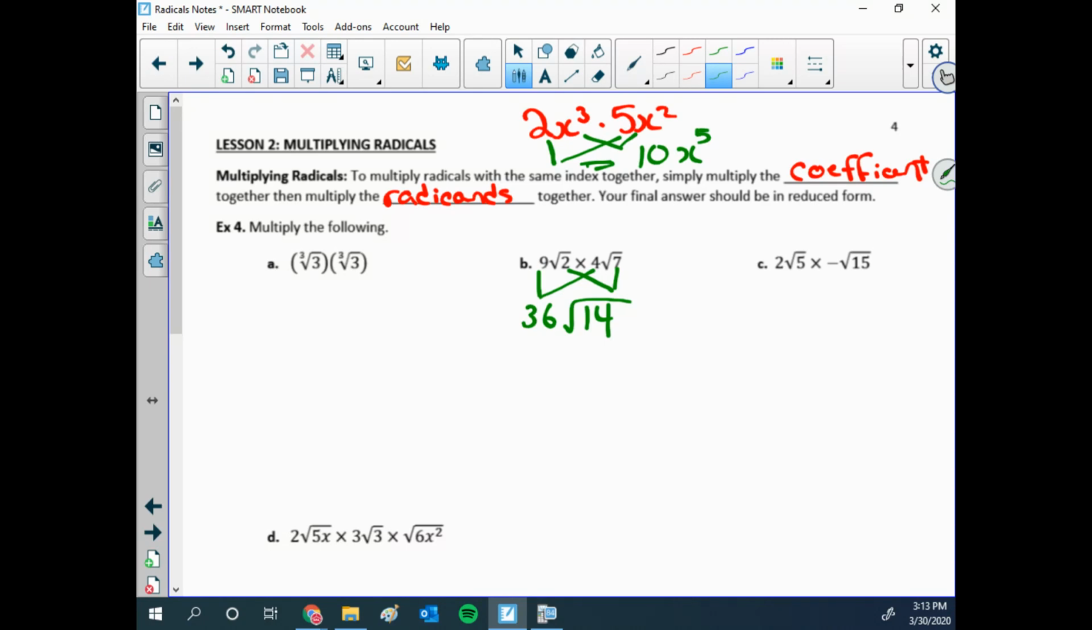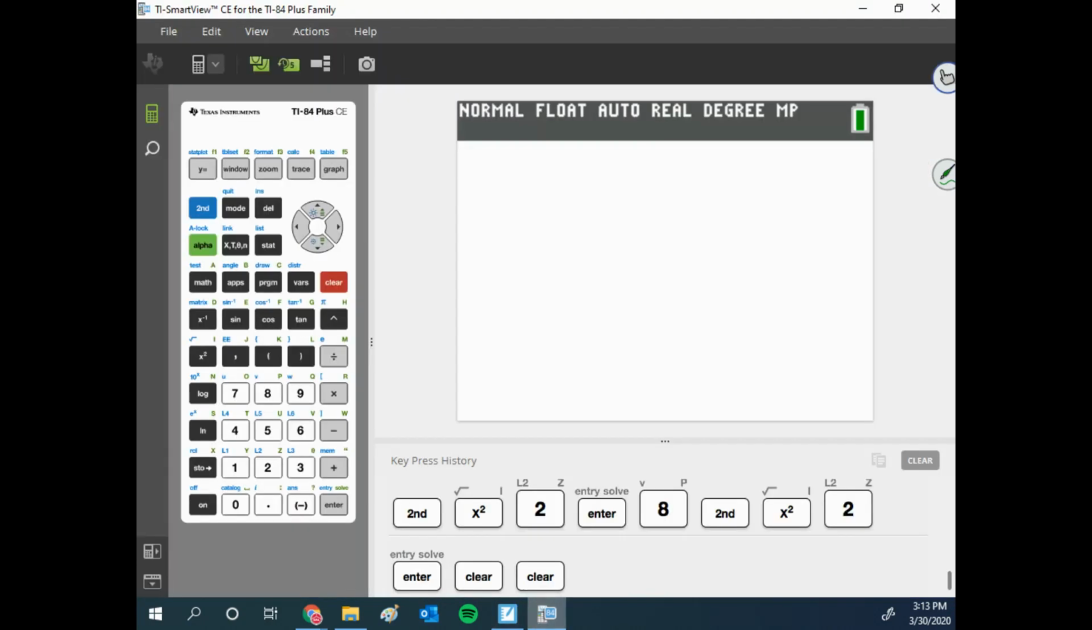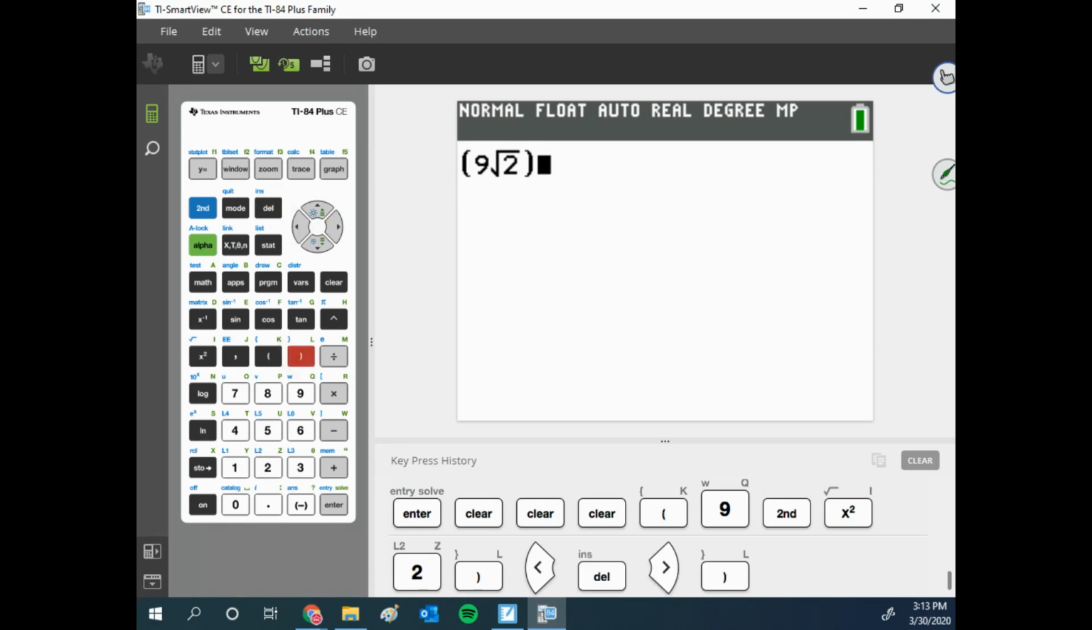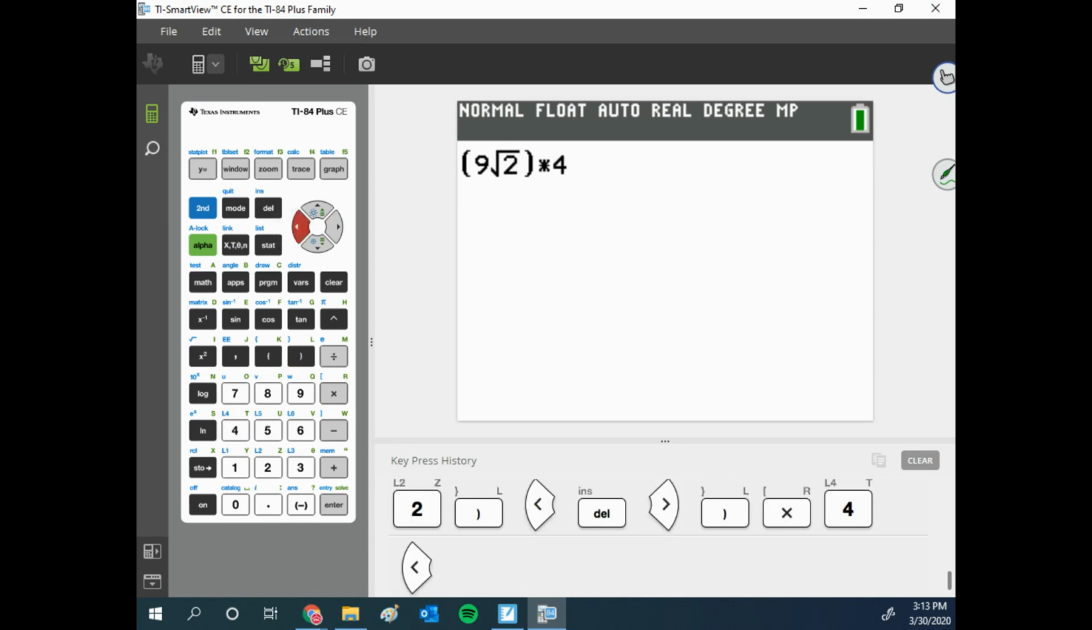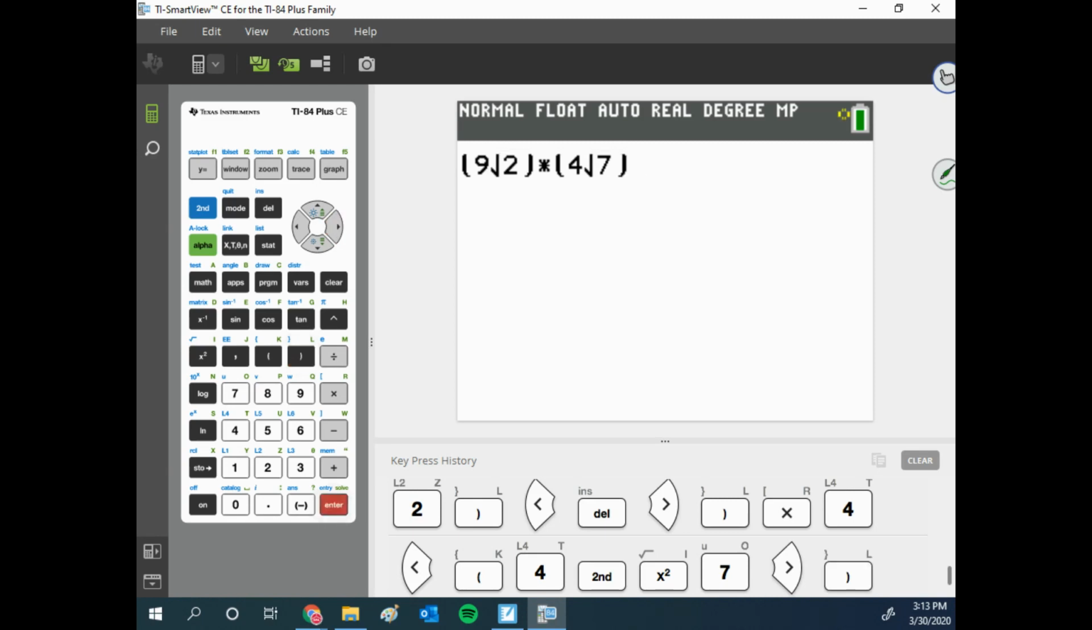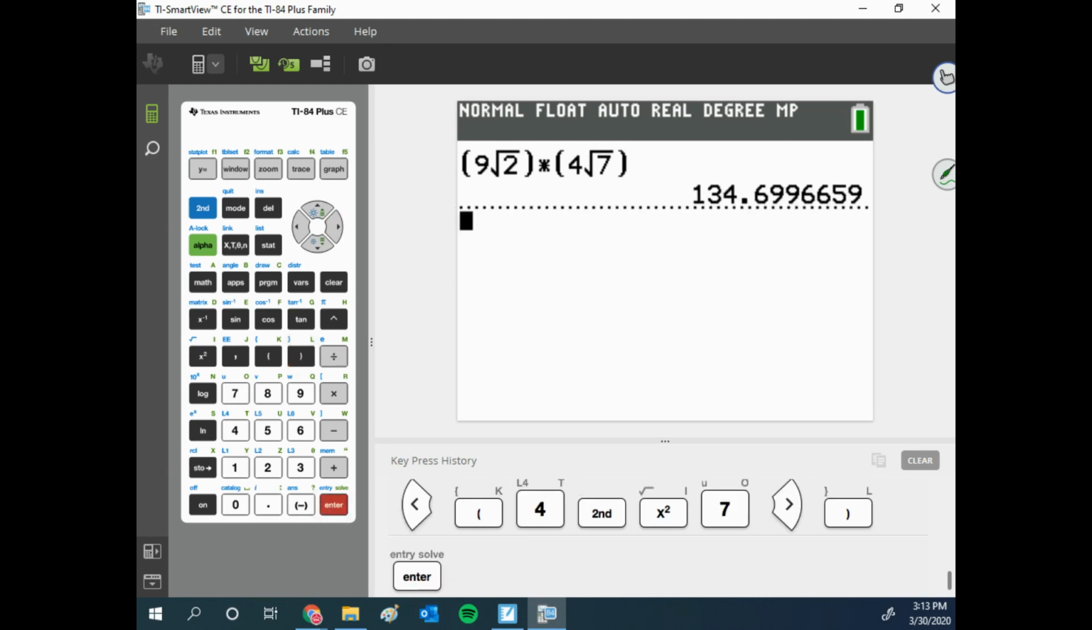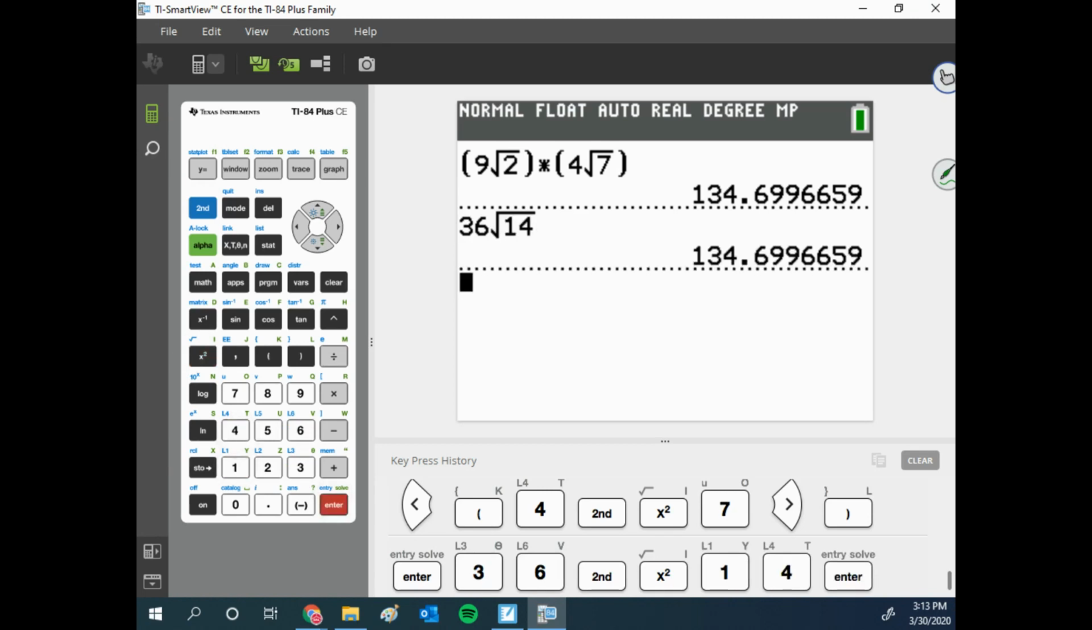Nice part about pretty much most of this radical unit is if you know how to use your calculator, you can always verify your answers on your calculator. So I'm just going to go do that. So 9 root 2, times 4 root 7, gives me 134.699 and some irrational number. Apparently, we just figured out that that's equal to 36 root 14. Okay, and so it worked. It means that process of multiplying the coefficients and multiplying the radicands together will give me an equivalent irrational number.